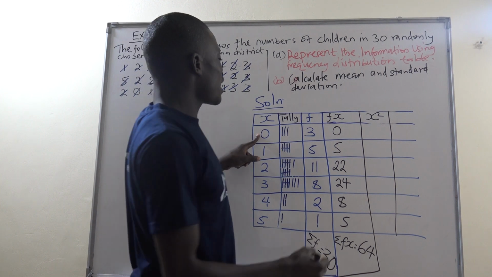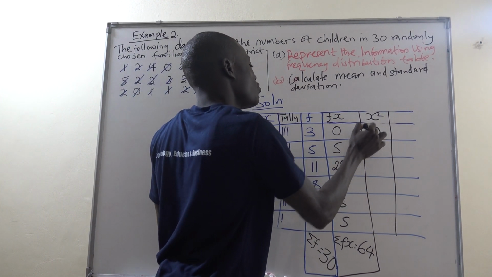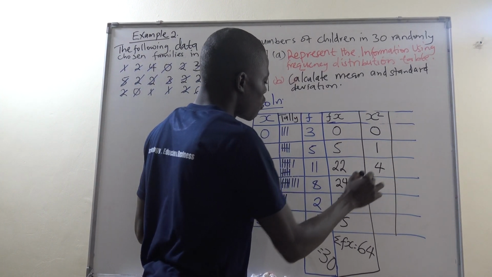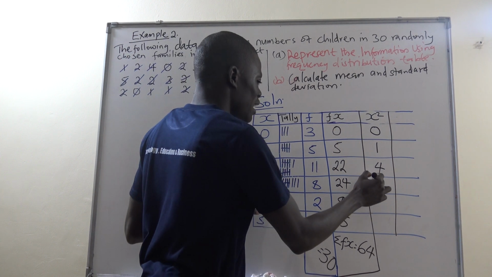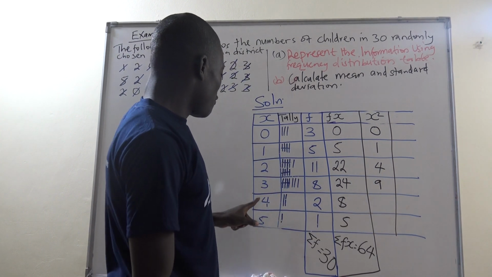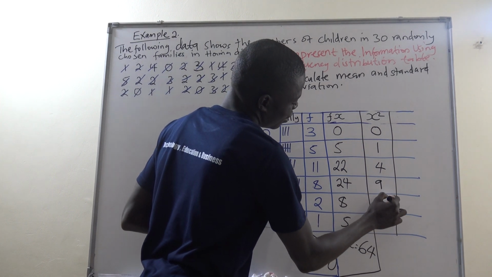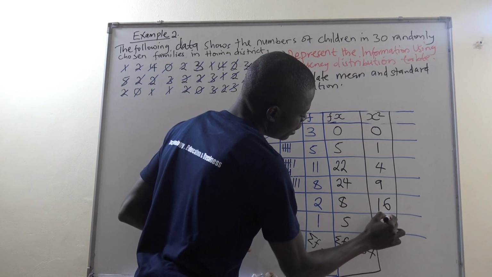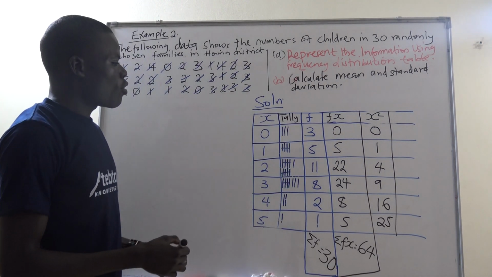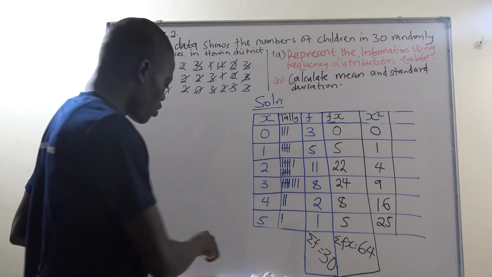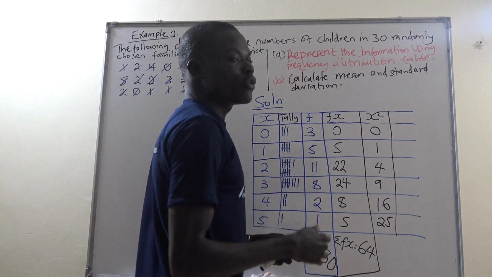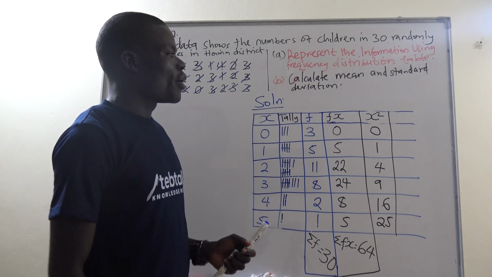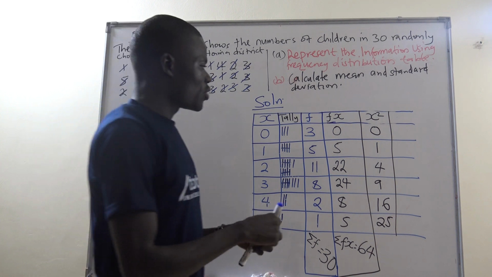What is the value of x squared? We have 0 squared, which I get 0. 1 squared, we get 1. 2 squared will give us 4. 3 squared, which I get 9. 4 squared, which I get 16. Then 5 squared, which I get 25. So those are the values of x squared. But what we need are the values of fx squared. F times the x, which is squared.